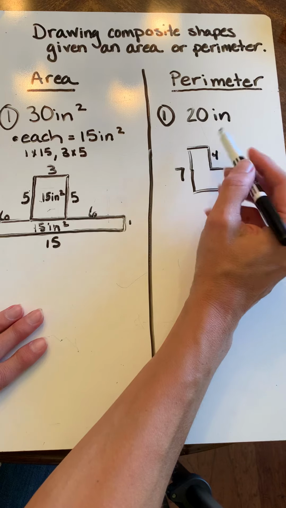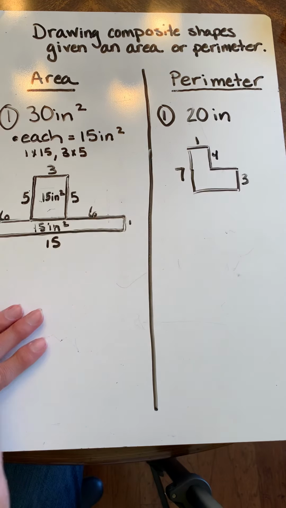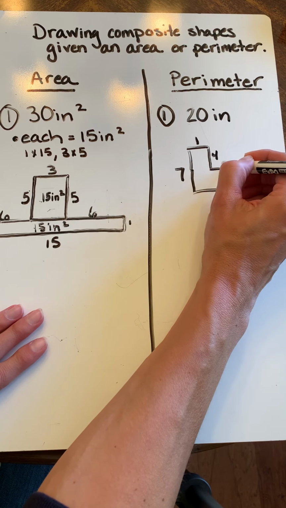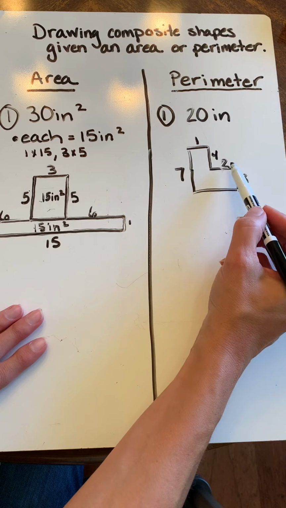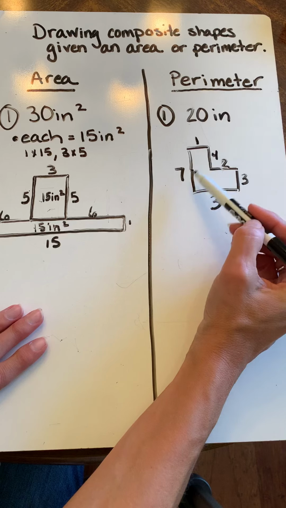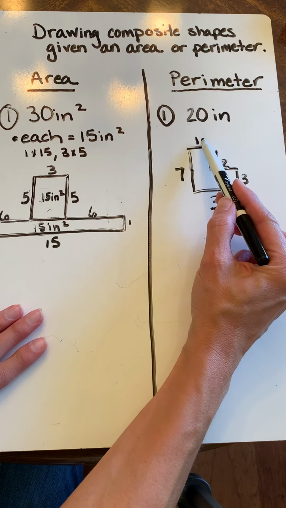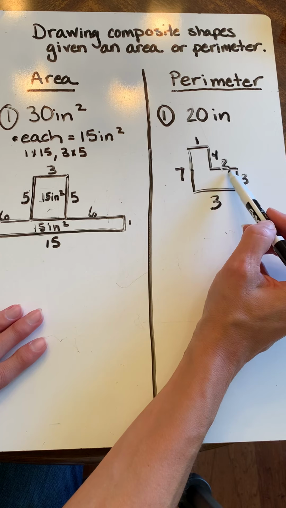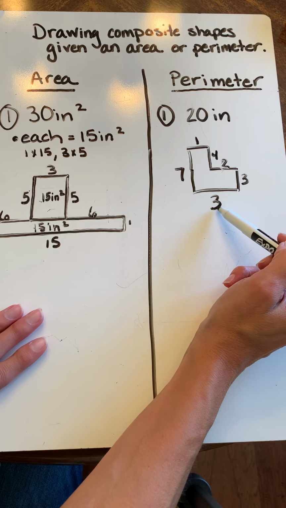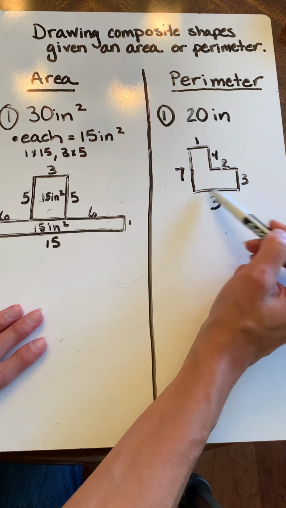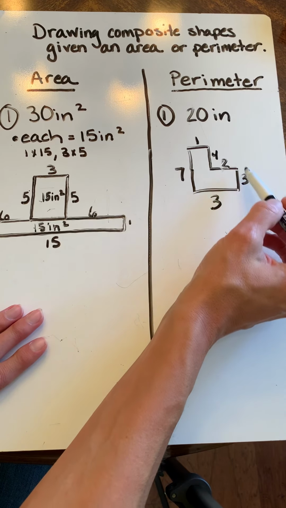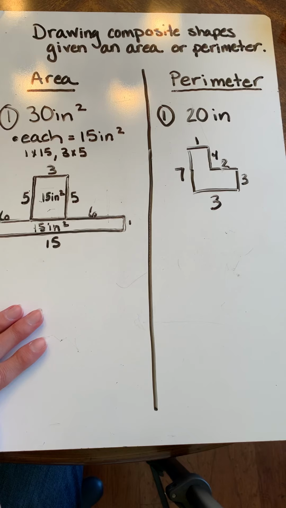So I'm going to put 1 inch here. I'm going to put 2 inches here. So now if I add that up, I have 3, so I only have 3 left. So if I add around my shape, I've got 7 plus 1 is 8, plus 4 is 12, plus 2 is 14, plus 3 is 17, plus 3 is 20 inches. Now, obviously, it's a little off because this 3 is much larger than this 3, but I have made sure that my perimeter measures 20 inches.